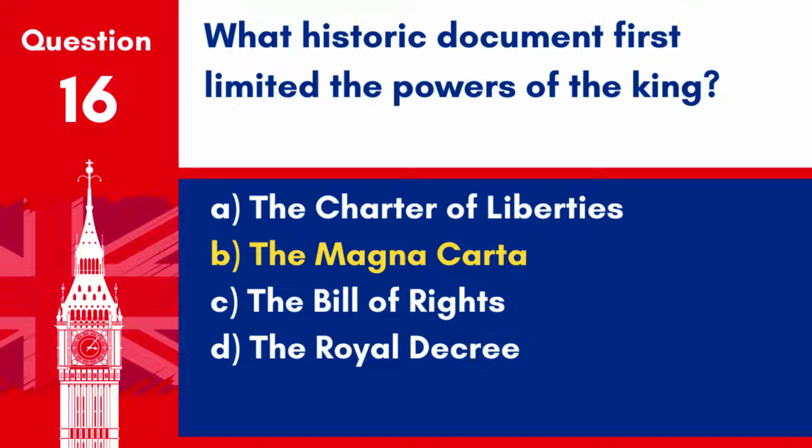Answer B. The Magna Carta. The Magna Carta, signed in 1215, was the first historic document to limit the powers of the king, establishing the principle that everyone, including the king, is subject to the law.